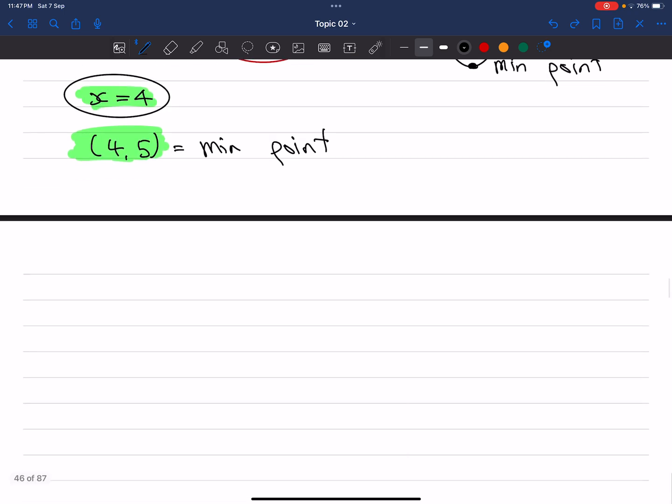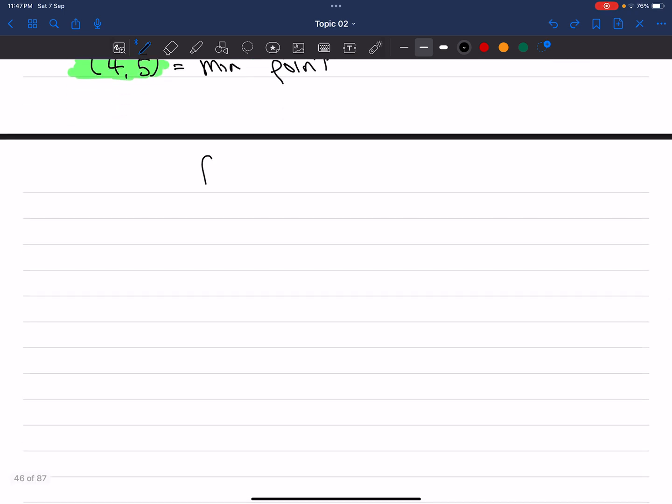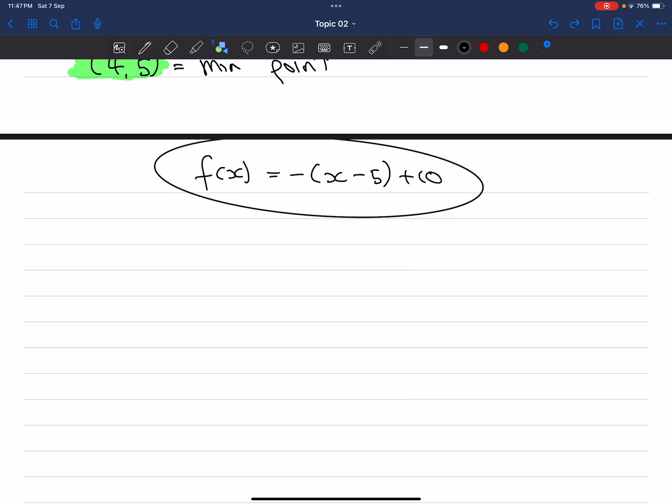Okay. Another example, let us say we are given f(x) equals negative (x minus 5) squared plus 10. Again, this is complete the square. I forgot the square here, okay. The number outside the brackets is the y coordinate. So now the y coordinate is 10.